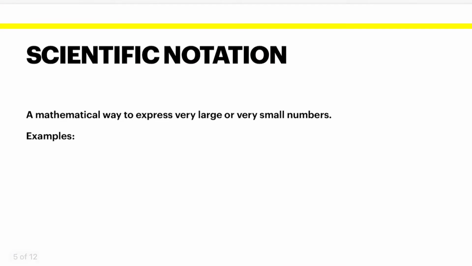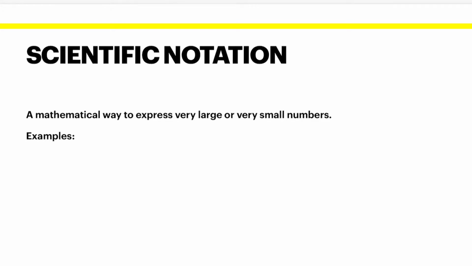So first off, we are going to talk about what scientific notation is because you might not be familiar with it. So scientific notation is a mathematical way to express very large or very small numbers. So it is taking numbers that we could write in a normal way and writing them in a shorter form so that they're not so annoying to write. It's normally numbers with a lot of zeros on them.